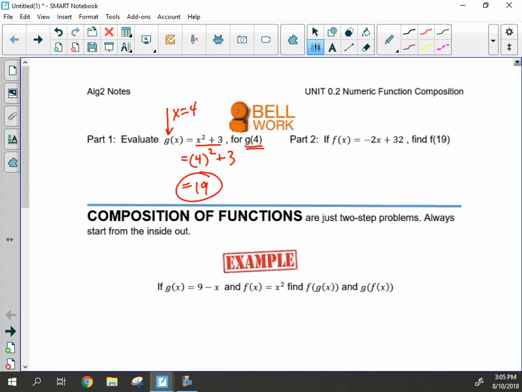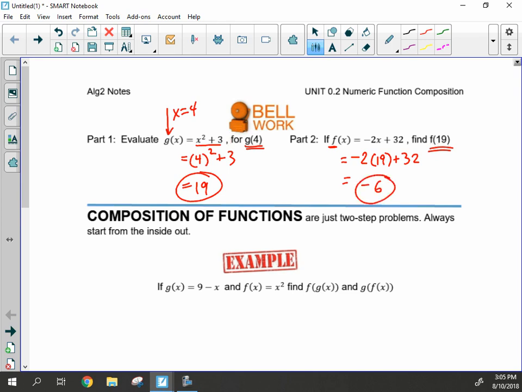Part 2 is similar, except it's a different name. So that's the function f. And this time they wanted to find f of 19. So that means to plug in x equals 19 into that problem. So you end up with negative 2 parentheses plus 32. Put in the 19. And then you end up with negative 6.